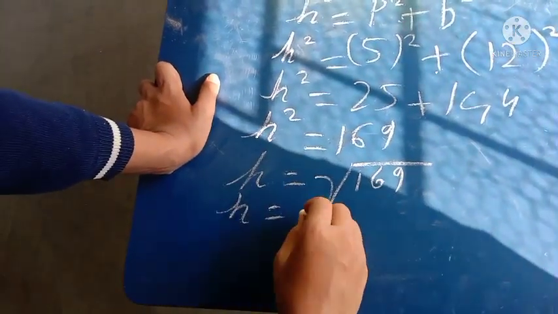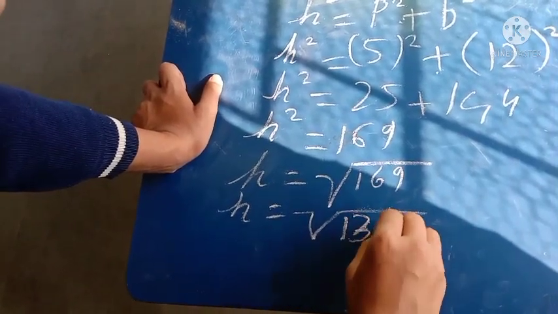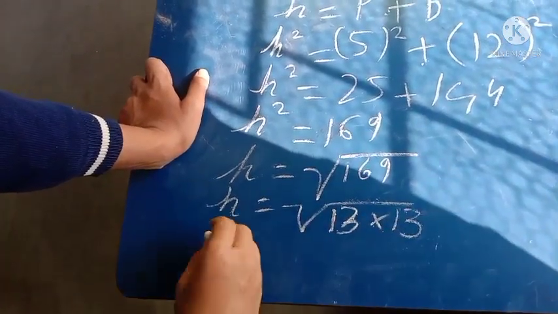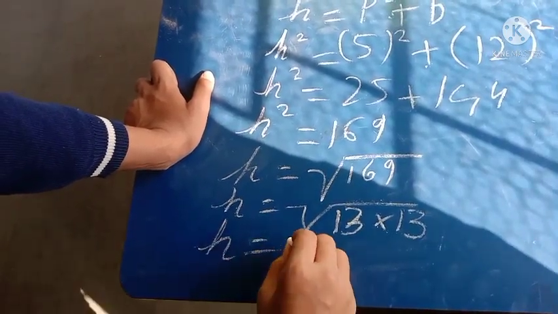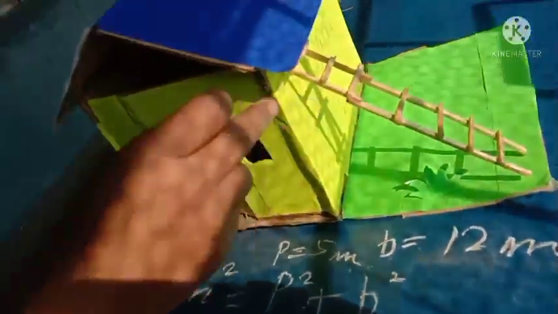Hypotenuse is equal to 13 into 13. So we got the hypotenuse, which is 13 meter. So the length of the ladder is 13 meter.